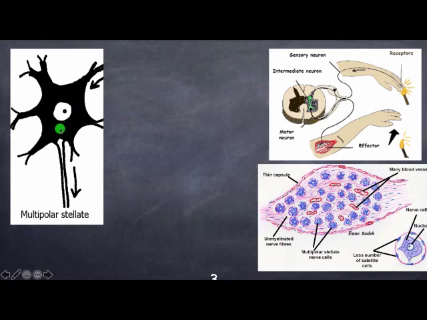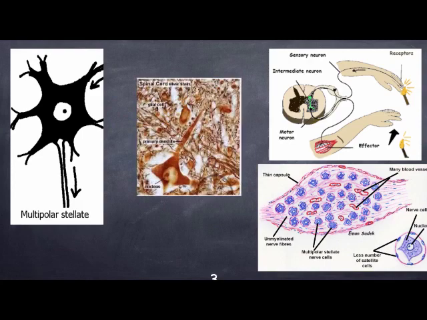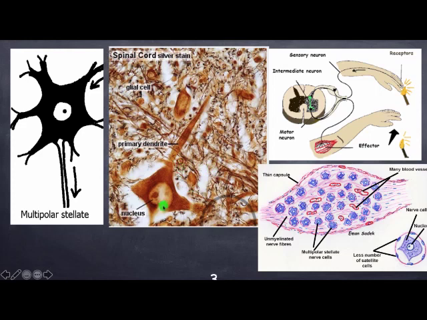Here we have the multipolar, which is stellate, like a star. This is present in the anterior horn cells as well as in the sympathetic ganglia. So remember that here we have multipolar stellate in the sympathetic, while the spinal has the globular unipolar. Here we can see the picture of the stellate multipolar, many poles, and it looks like a star. This type is present in the anterior horn cells and as well as in the sympathetic ganglia.